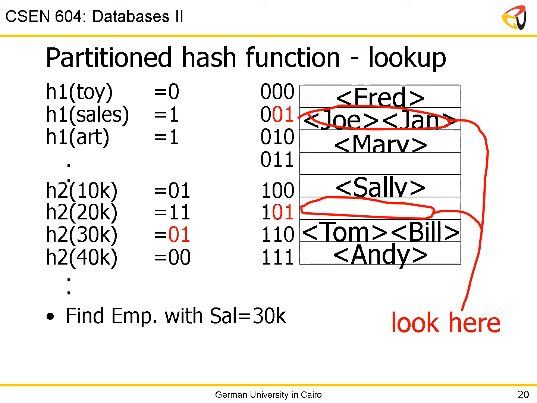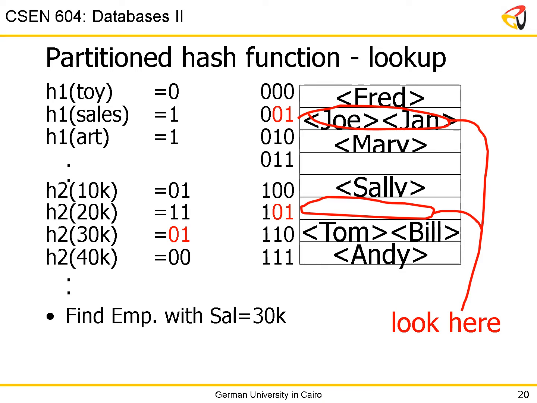If they work in the same department, because this means that 101 will have people with 30K and 10K, and 001 will also have people with different salaries but working in the same department, which is 0, which is toy, also falling in the same cell or colliding in the same cell.